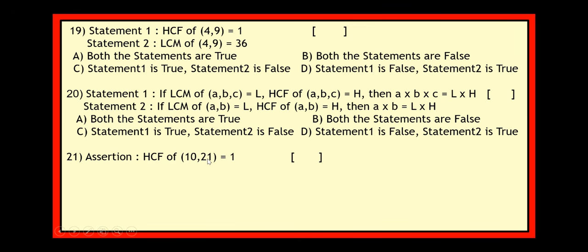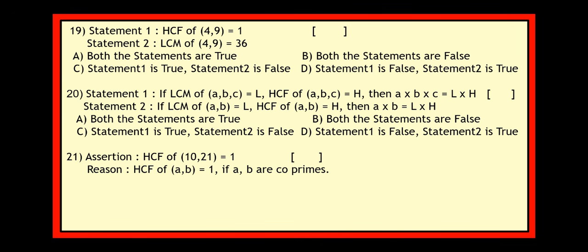If you observe the factors of 10 and 21, there are no common factors for 10 and 21 except 1. In such a case, we know that both the numbers are called co-prime numbers. Since they are co-prime numbers, the HCF of any two co-prime numbers is 1. Therefore, assertion, HCF of 10 and 21 is 1, is right.